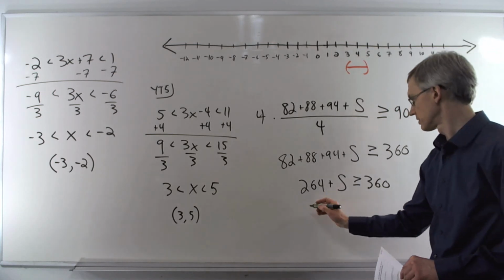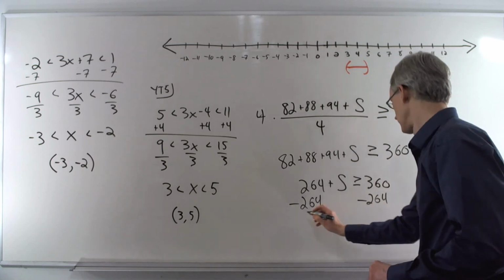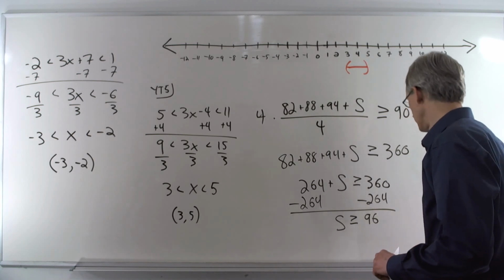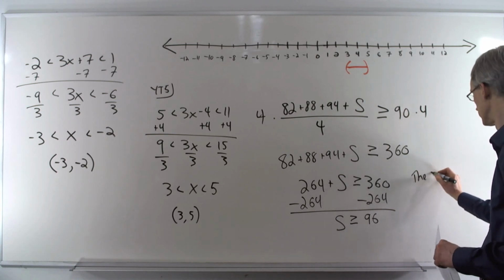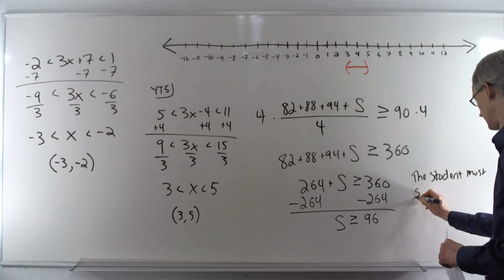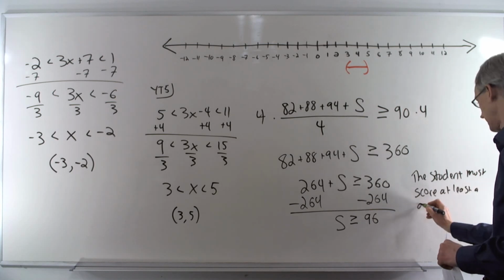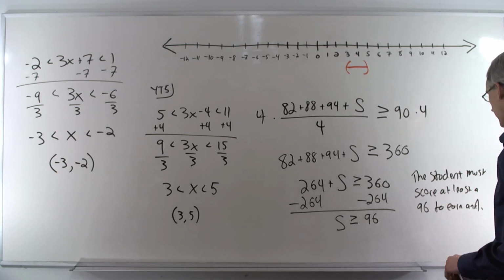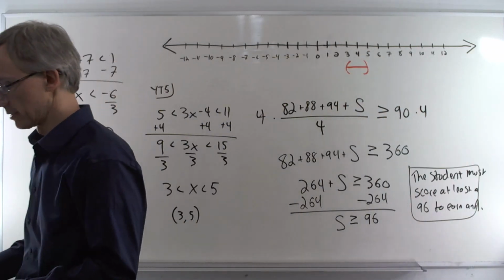All right, now I'm going to subtract 264 from both sides. And we get s is greater than or equal to 96. So the student must score at least a 96 to earn an A. Your turn, number 6.